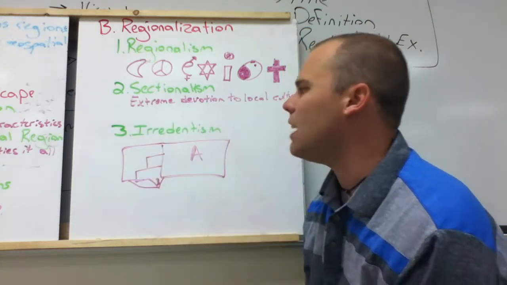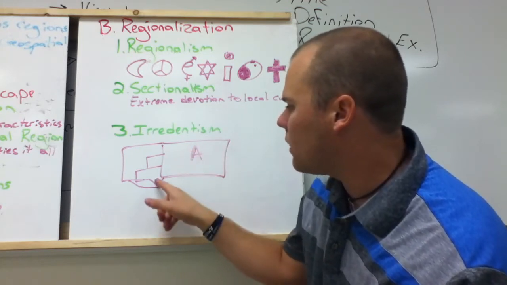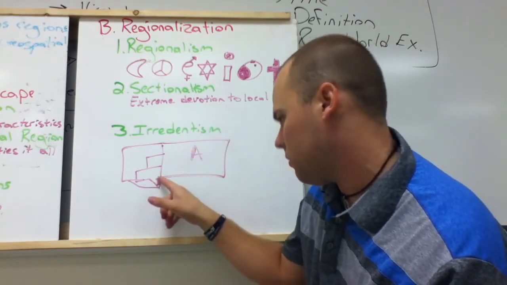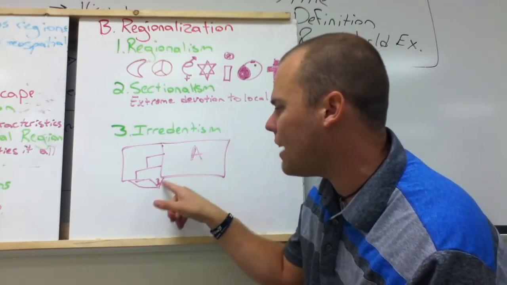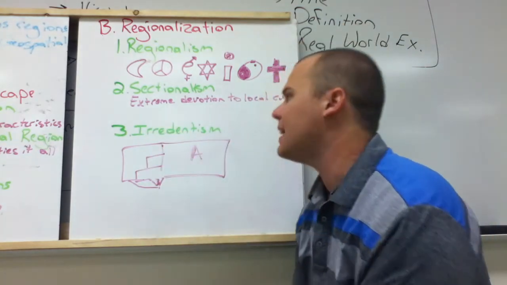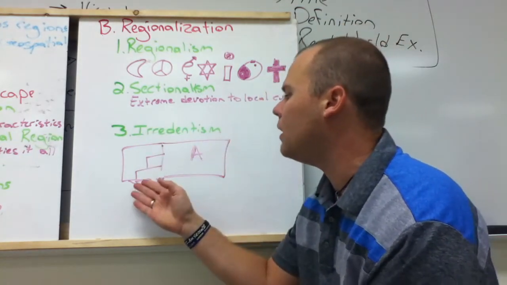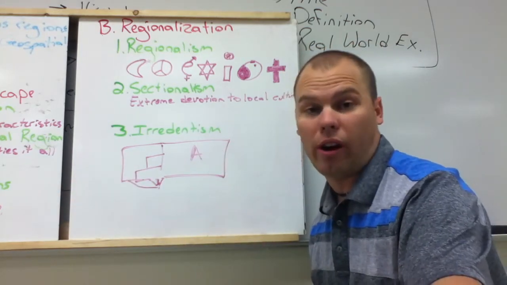And then you have the idea of irredentism. This is when, for example, country A feels like there's an ethnic group in this area, country B. They feel like since this is a local ethnic group that they have the right to go out and get this area and make it their own. Okay, that is irredentism, the idea that they're not here, but they're part of me, so I'm going to go out and get them. For example, Russia and Ukraine.